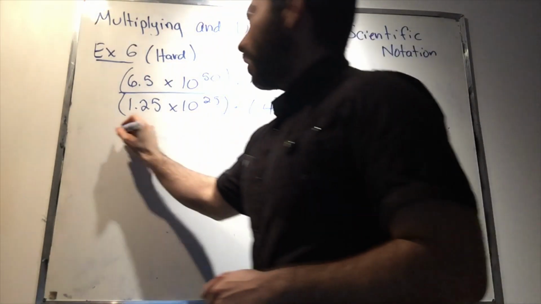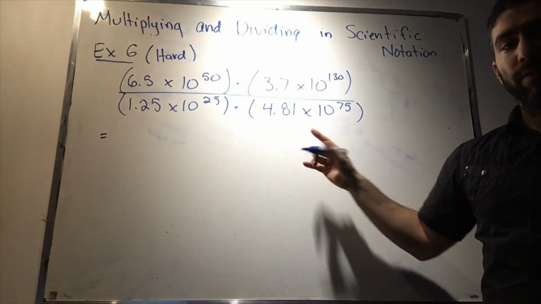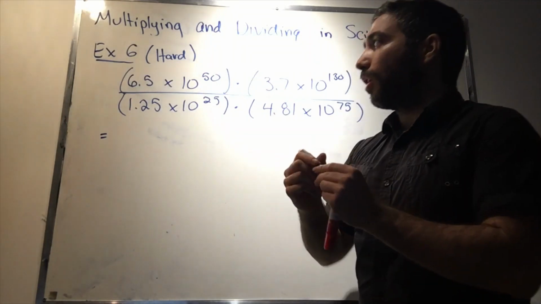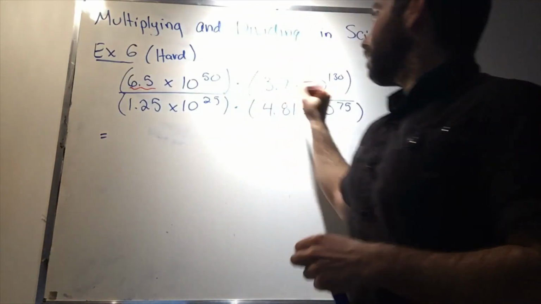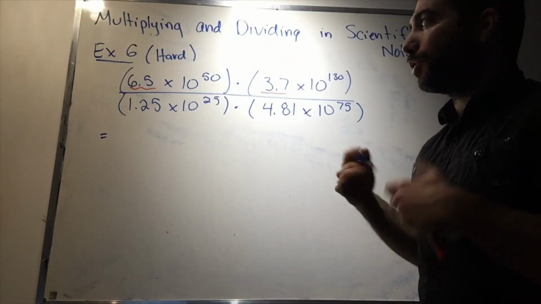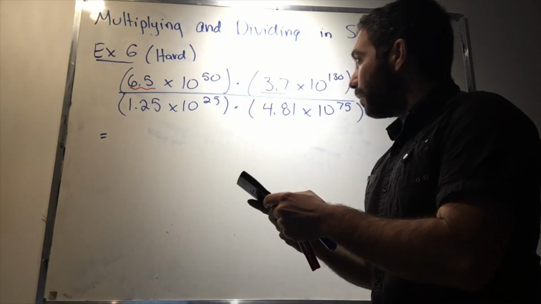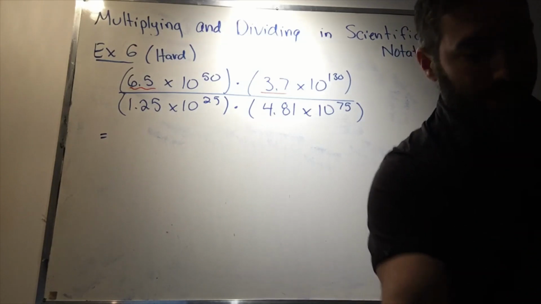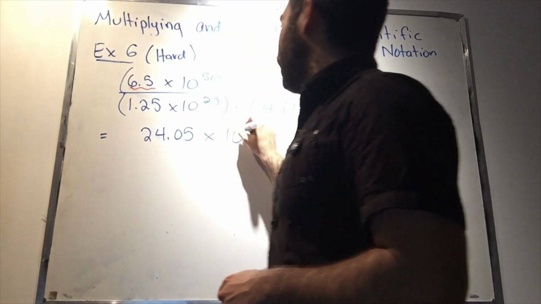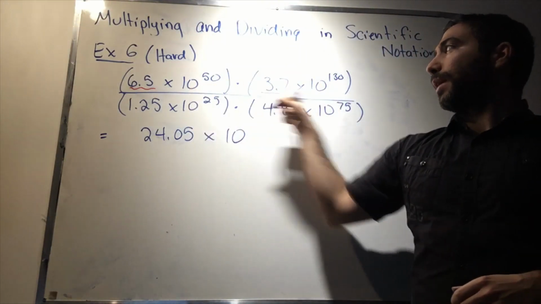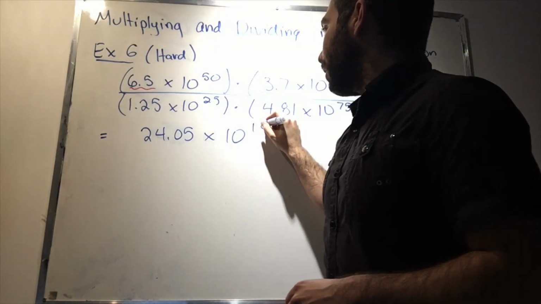Okay. So what I would do here to start off is I would start off by multiplying the numerator and then multiplying the denominator. So let's start off with the numerator. So on top we have 6.5 times 3.7. Let's multiply these guys together. I'm not dealing with the division yet, I'm just doing the multiplication. So 6.5 times 3.7, we get 24.05 times 10 to the, since we're multiplying and we have the same base, we have to add the exponents. So 50 plus 130, what we get is 180.